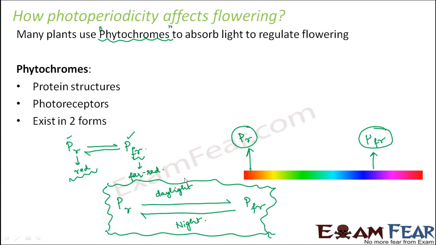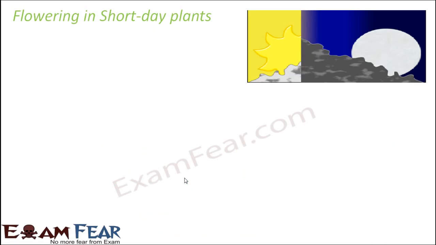Okay, so now let us see how these phytochromes will affect flowering in plants. So let us first talk about the short day plants. Now what happens in short day plants? As I said before, short day plants need shorter days and longer nights. Correct? Okay. Now, PFR is the one which actually affects flowering. In case of short day plants, PFR inhibits flowering. So it doesn't let flowering happen.